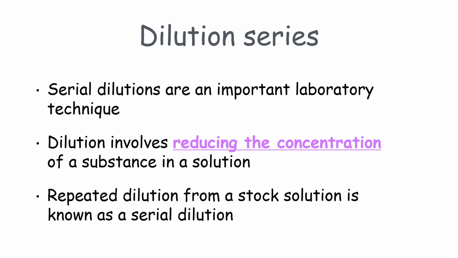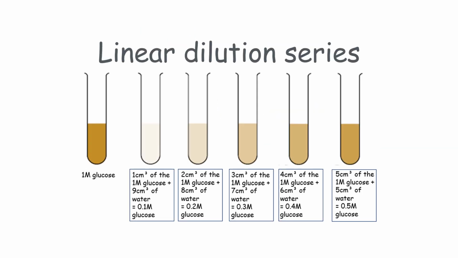Now, if you repeatedly dilute a stock solution, and a stock solution or a standard solution is one in which you know the concentration accurately, when you're doing that, this is called serial dilution. And serial dilution can be done in different ways. So the first one is a linear dilution. And this is where you have one solution and you put a bit of that solution into every other solution that you're starting with.